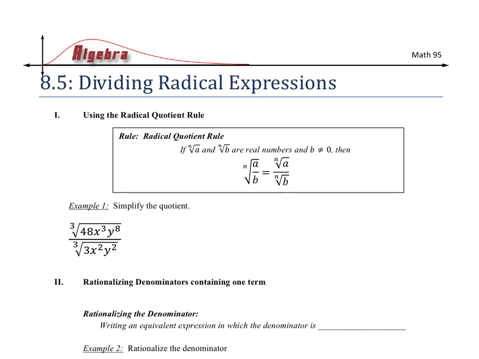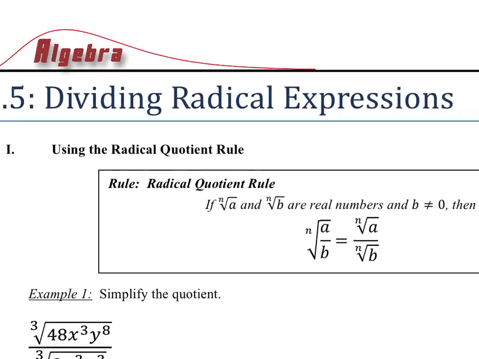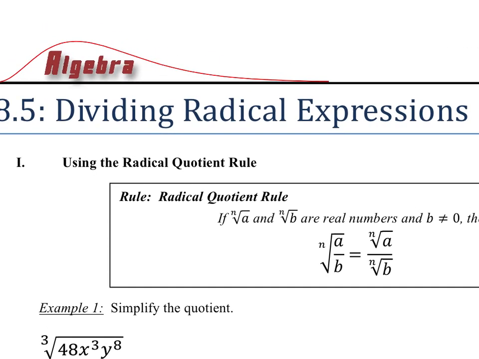So we've now talked about multiplying radicals and adding radicals and subtracting radicals. So the last operation we have is dividing radical expressions. We know the radical product rule that says the square root of a times the square root of b is equal to the square root of ab. That's our radical product rule, which says if we're multiplying, then we can go ahead and put them together into one radical.